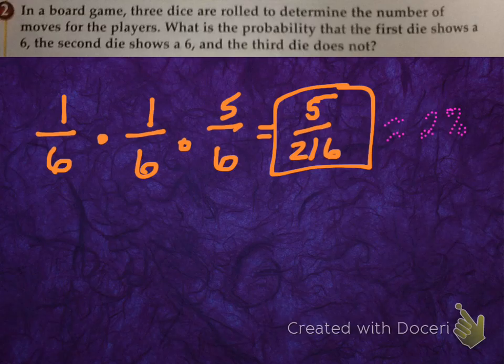This is the type of probability that you would probably see on the ACT. Simple probability. Multiplying probabilities. I doubt you would see combinations and permutations on the ACT.